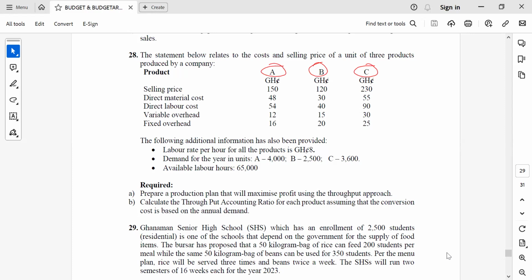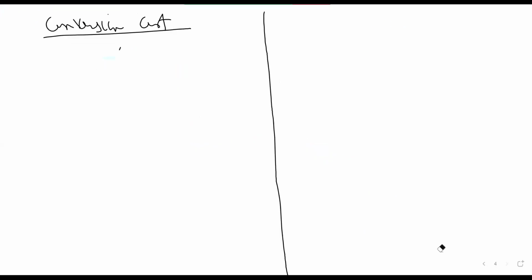Do you have to do the working somewhere for all three? We have to do it one by one. Okay, so let me just bring it here. Okay, so let me just say workings.